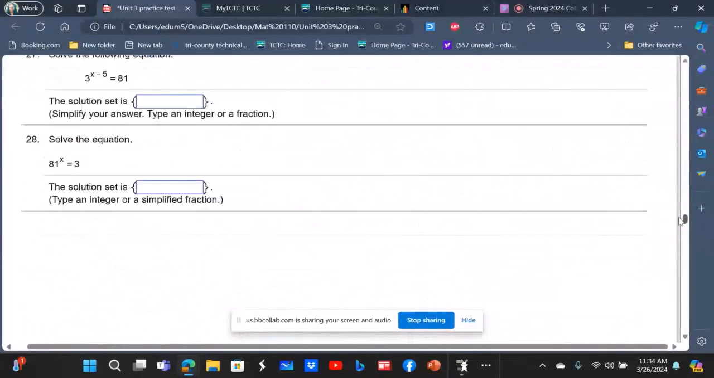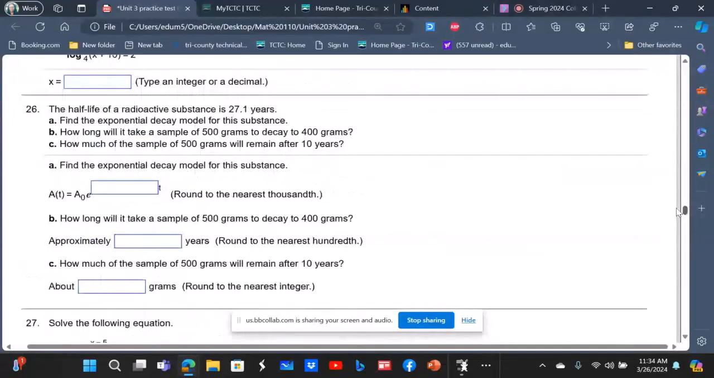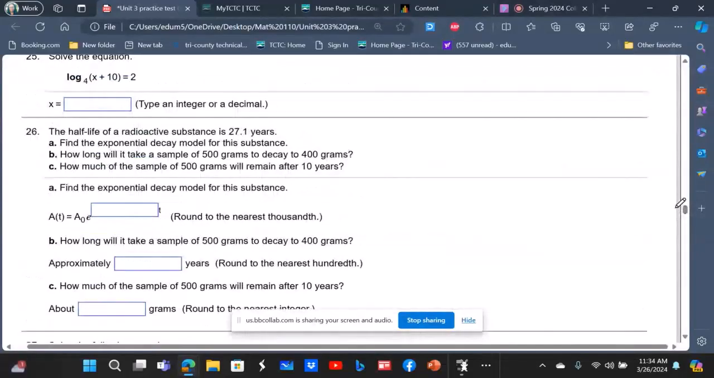Okay, well, let's get another application because we did it. I know that I didn't have up to half of the class that day. Okay, the half-life of a radioactive substance is 27.5. So half-life is 27.5. Find the exponential decay model for the substance. Suppose that, how long will it take for the sample of 500 to decay to 400 grams? Let me come back to this one.